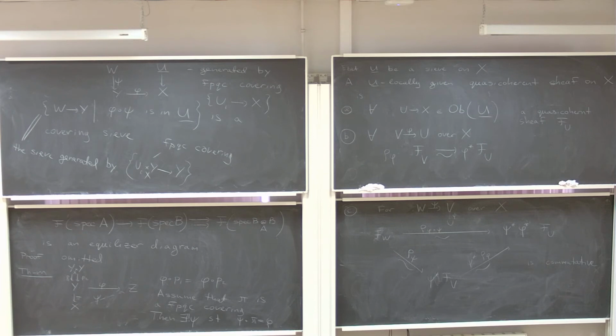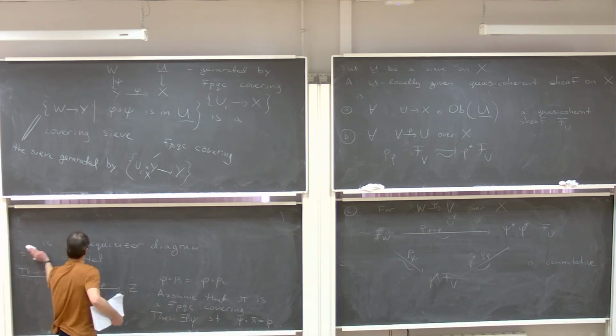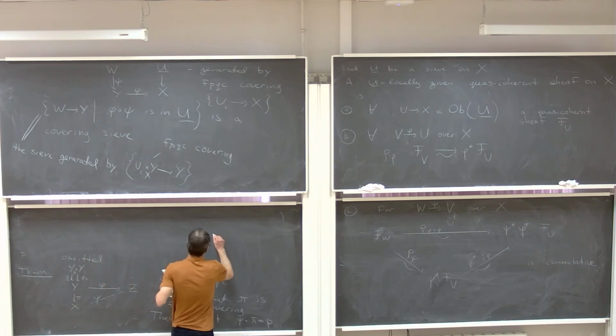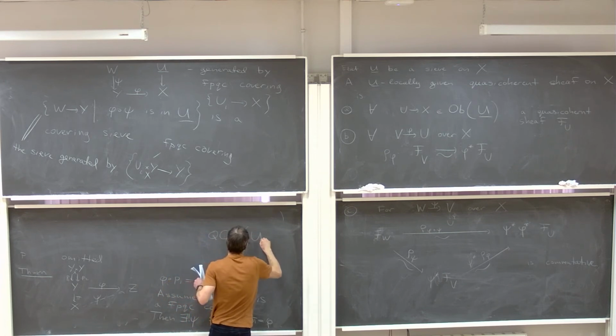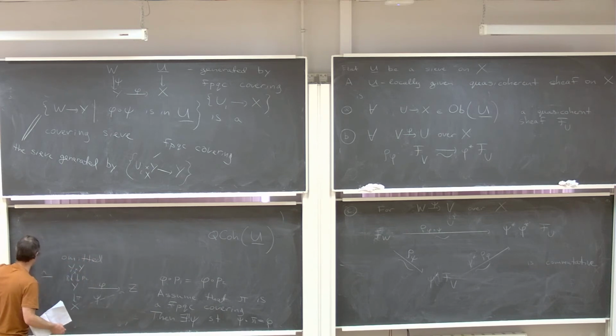Okay? So, well, we defined some objects, U-locally given quasi-coherent sheaves. These objects naturally form a category that I will denote by QCoh(U). Okay, that's the category of all U-locally given quasi-coherent sheaves.